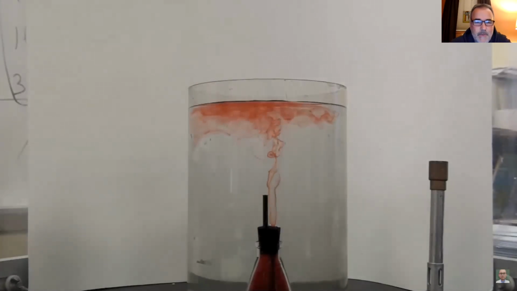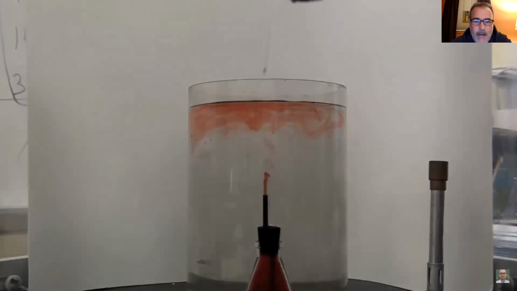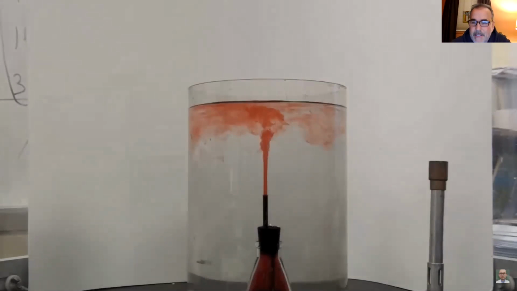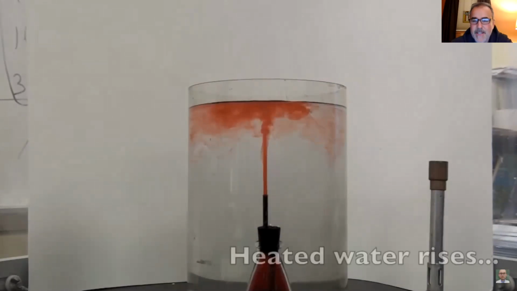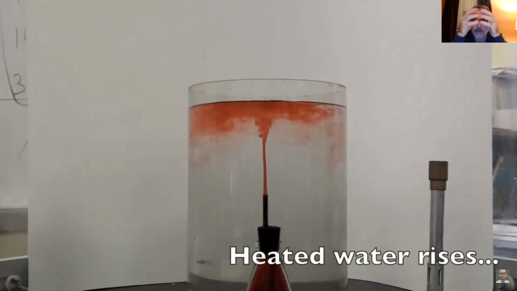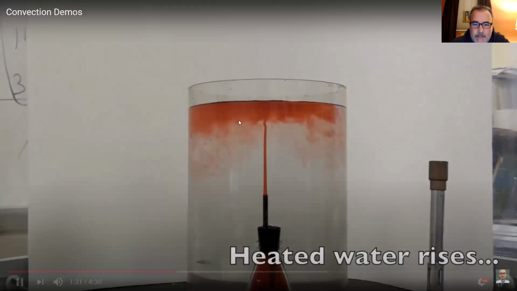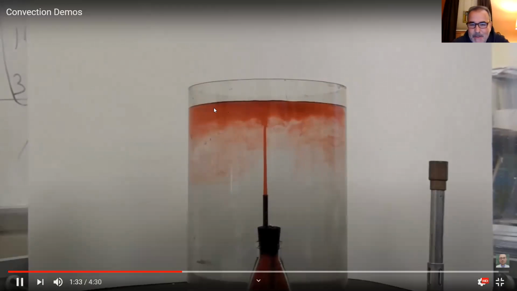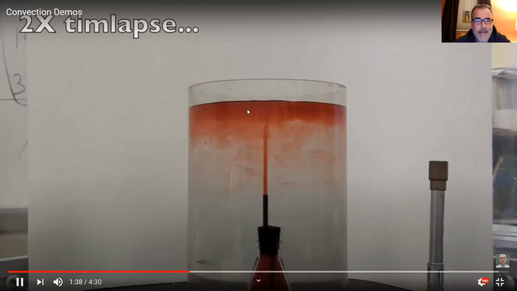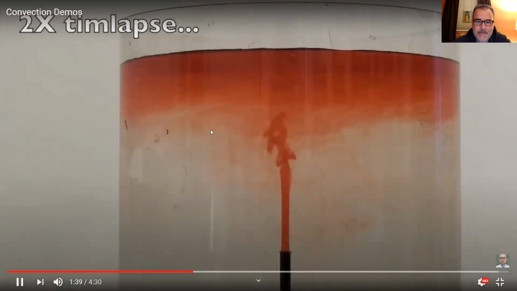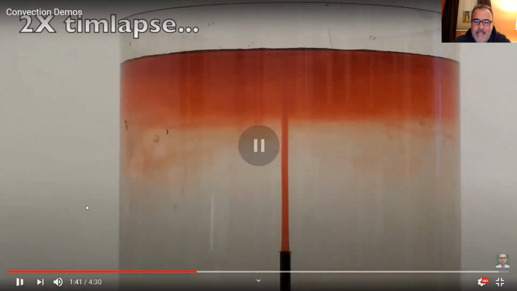We can see that it is rising up, and the question is, why is it doing that? Well, it's doing that because it is less dense. As it's heated, the molecules move a little bit apart from each other, and it's less dense. We have this nice, heated area of water that floats on top. Again, why? Because it's less dense.